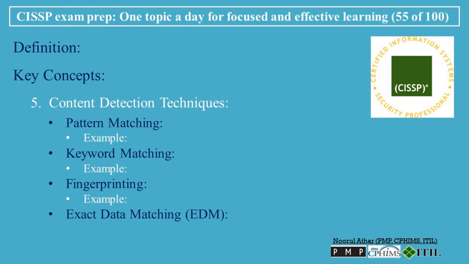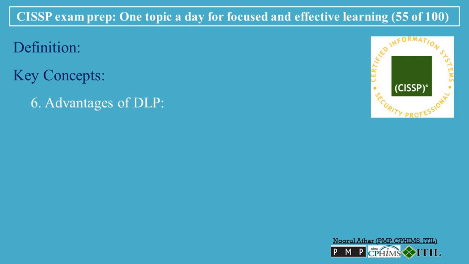Exact data matching. DLP can compare data against a database of known sensitive information, such as employee records or customer databases. Example: DLP detects attempts to transmit employee social security numbers by comparing them to known values in the HR database.